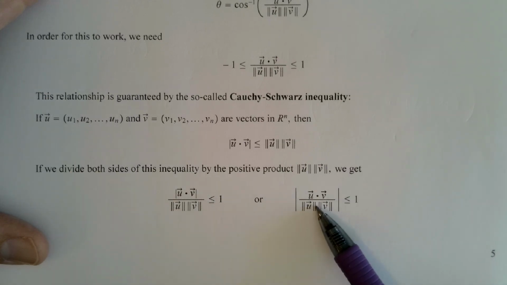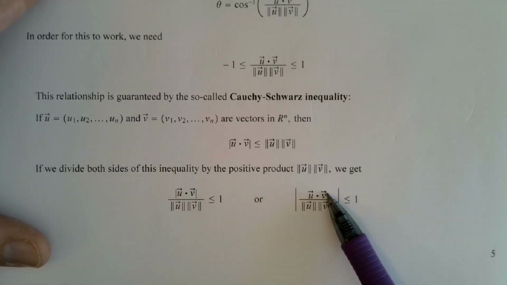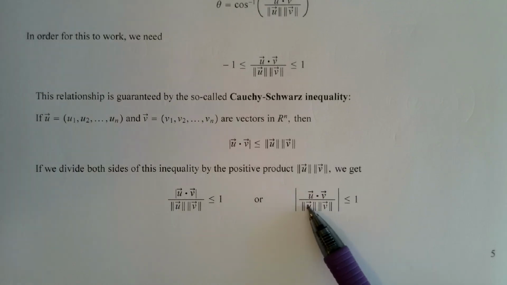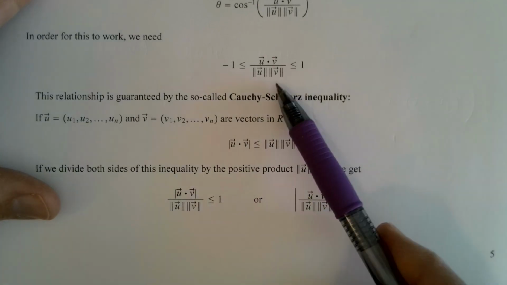It's not going to change anything. The top, u dot v, could be negative, so I still need the absolute value bars around it, but by extending these absolute value bars down below, the denominator is always positive. It's not going to change anything at all. So now we get this expression, which is the expression we've been looking at here.